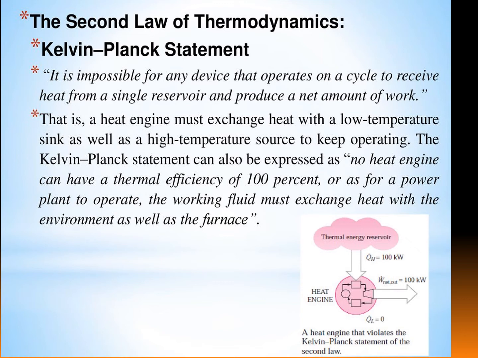So that is impossible. No heat engine can have a thermal efficiency of 100%. For it to operate, the working fluid must exchange heat with the environment as well as the furnace. So it is impossible to construct a machine that absorbs heat from a hot source and converts it completely into work by a cyclic process, without transferring a part of the heat to a cold sink. The second law explains why an ideal or frictionless engine cannot convert 100% of its input heat into work.